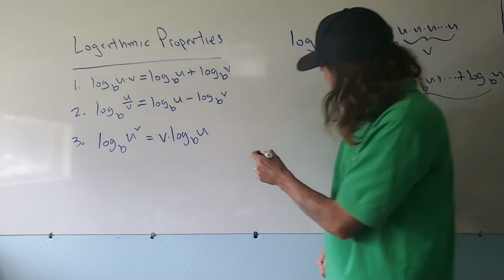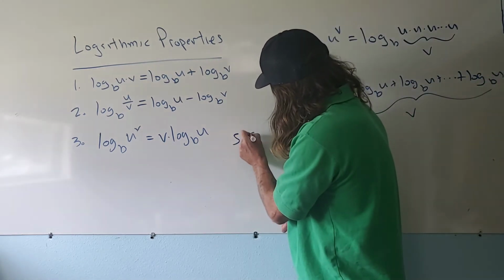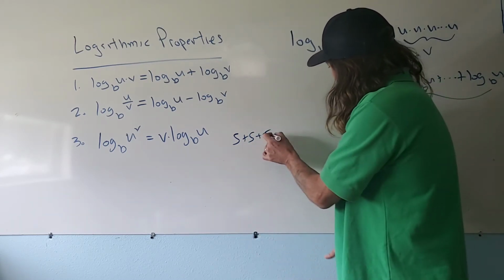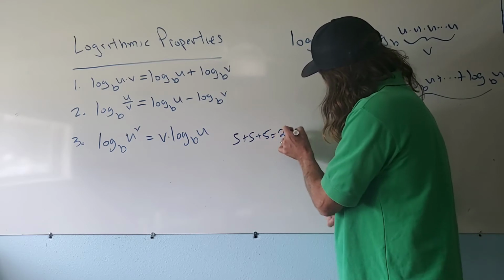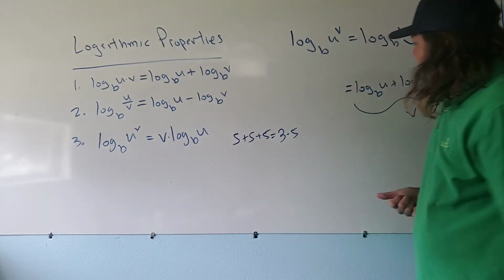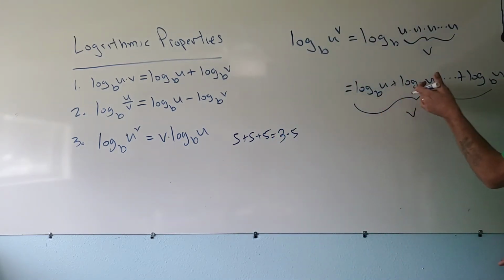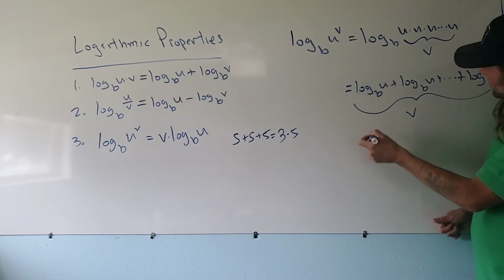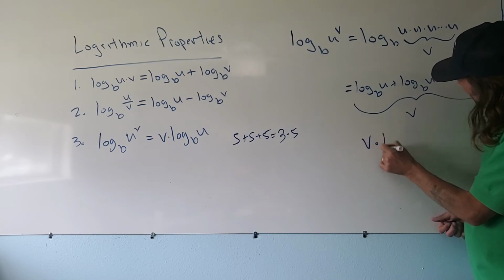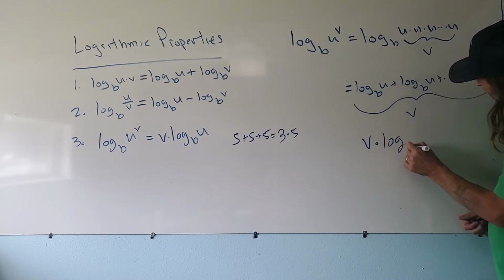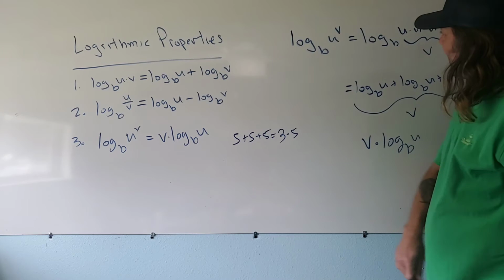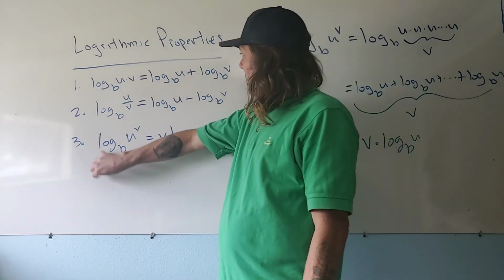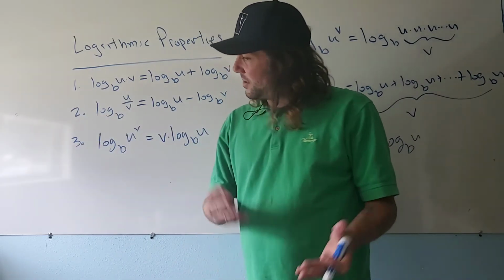So if I was to tell you 5 plus 5 plus 5, you could say I can add them together, or I could look at it as I have 3 of these 5s, right? So I have v of these log base b of u, so it's literally going to become v times log base b of u. So that's a quick validation of the last property, but it's actually what we would call a corollary or a result of something we already know.